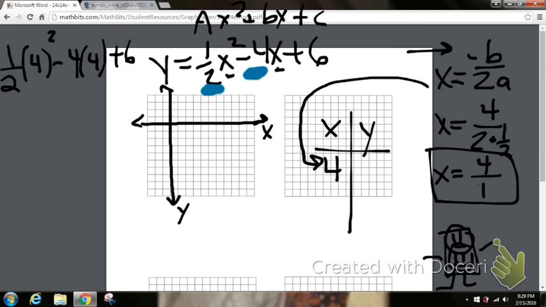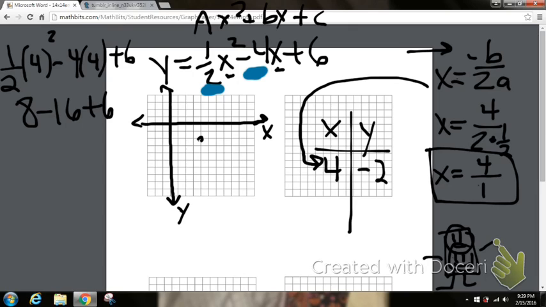Okay, so 4 squared is 16, half of that is 8, 4 times 4 is 16, plus 6, so I have 8 minus 16, that'll give me -8, plus 6 is -2. And I'm going to plot that point. So I'm going to go over 1, 2, 3, 4, and go down -2. Right around there. Oh, there you go.